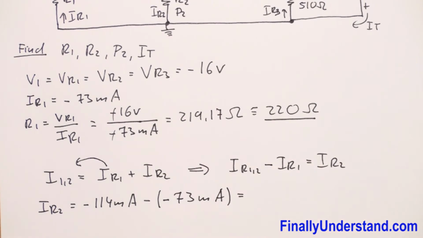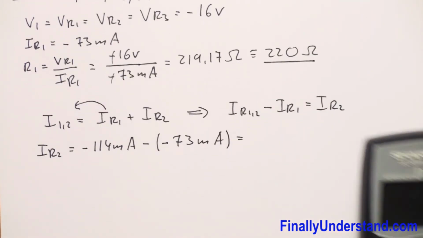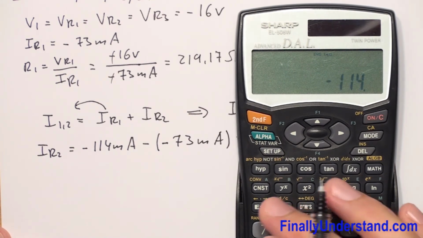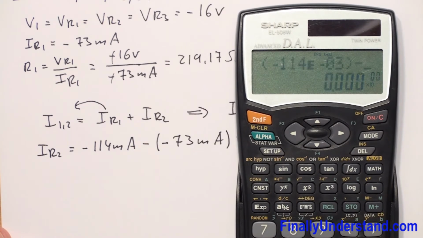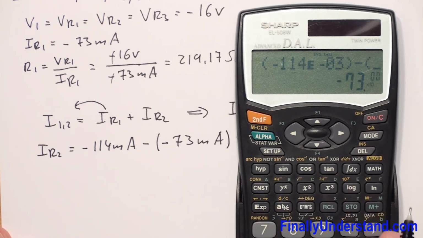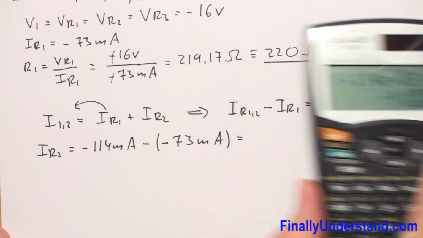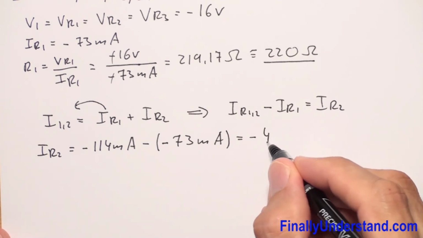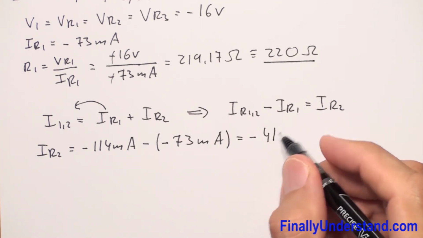So this is equal, you can use the calculator. So I have negative 114 times 10 to the negative 3 minus negative 73 times 10 to the negative 3. This is equal to negative 41 milliamps. So this is my IR2, negative 41 milliamps.